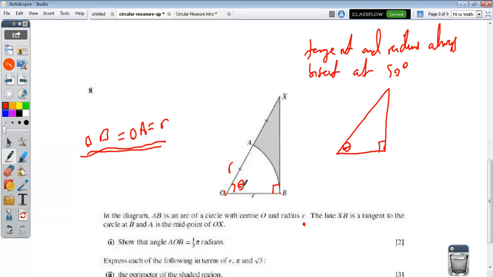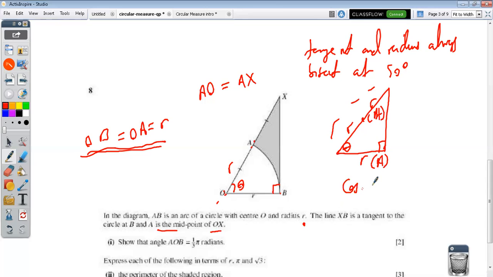So this here shows you that AO is equal to AX. So if this is the midpoint, this whole distance, this is R, this is R. So that is 2R, that distance there. And this is R like this. So now, because we are given the longest side of a right angle triangle, and we are given the adjacent, it means we can use cos.